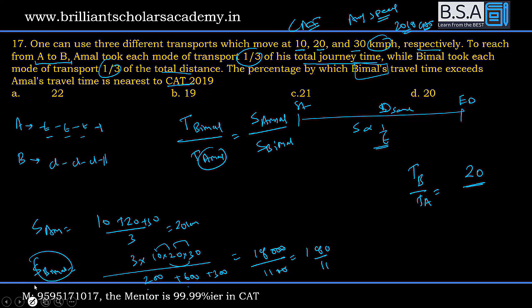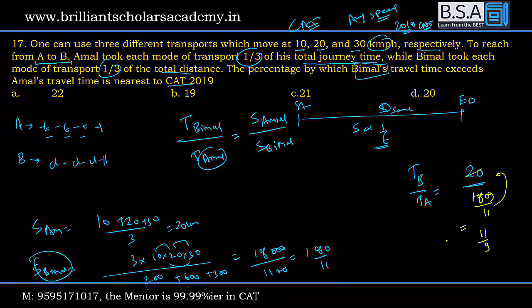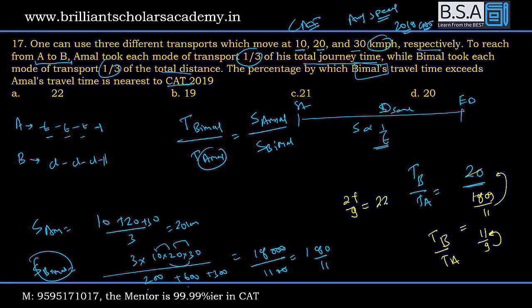Where will that speed go? In the denominator. Never multiply or divide unnecessarily. This will go above. So it becomes 11 and this cancels 9 times. 11 by 9 is equal to time of Bimal upon time of Amal. So how much more do you see? I see here 2 units more on 9. 2 on 9 is 22.22 percentage more.